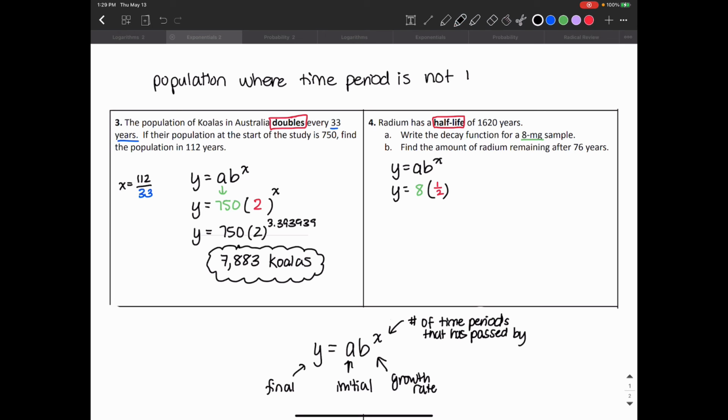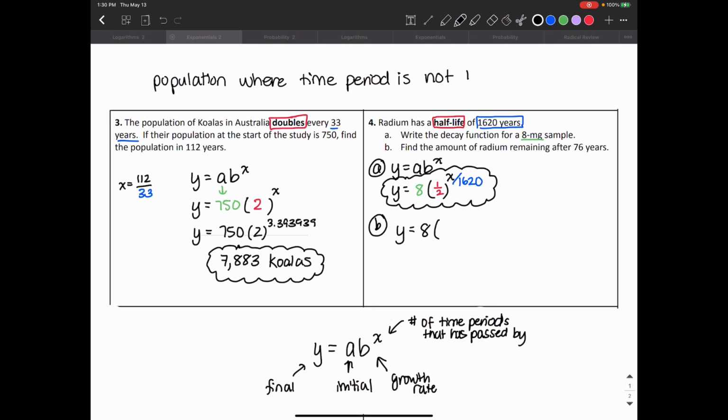And I know if I let x be the number of years that have passed by, I just need to divide x by the time period, which is 1,620. Then I can plug in any amount of years, and I will get what my final amount is if I plug in any amount of years for x. So this is my equation that I will use, and then I'm just plugging in 76 for the amount of years that have passed by.